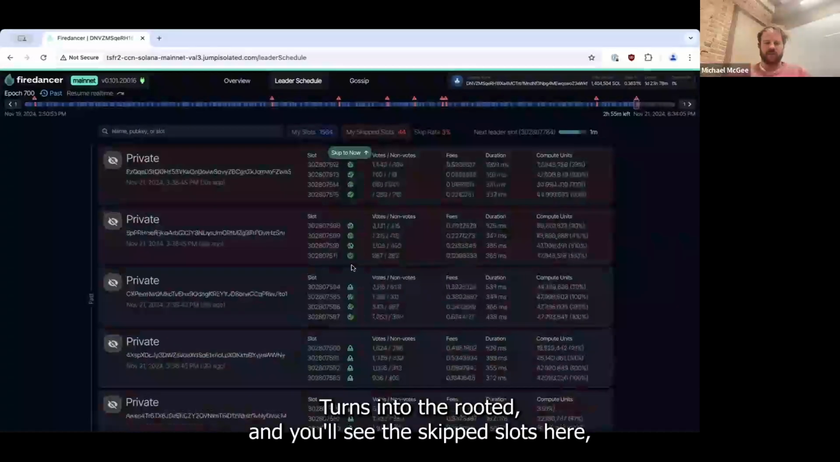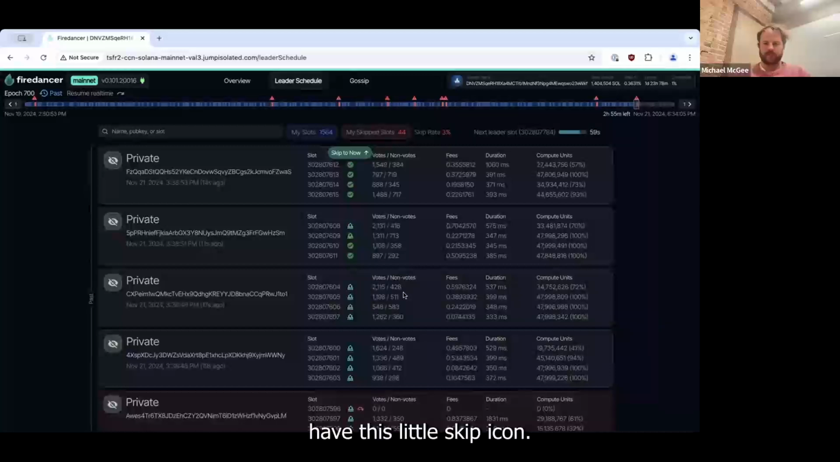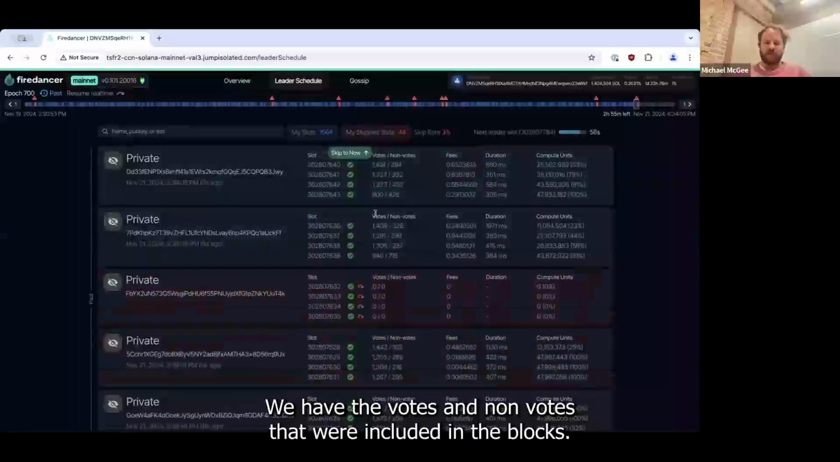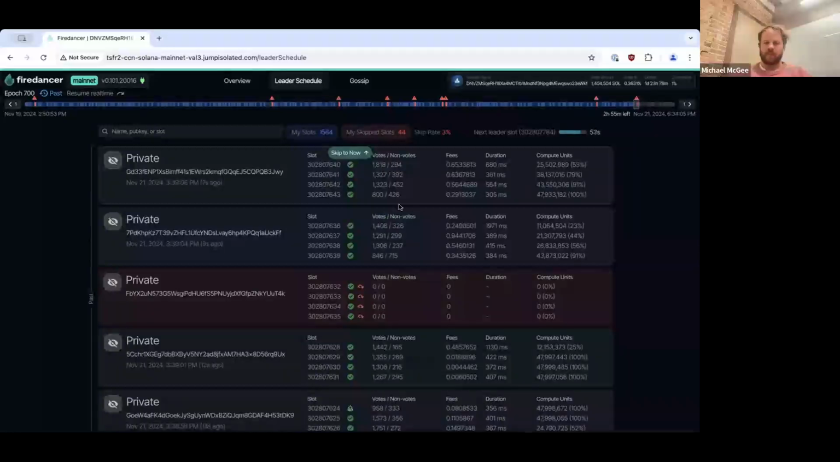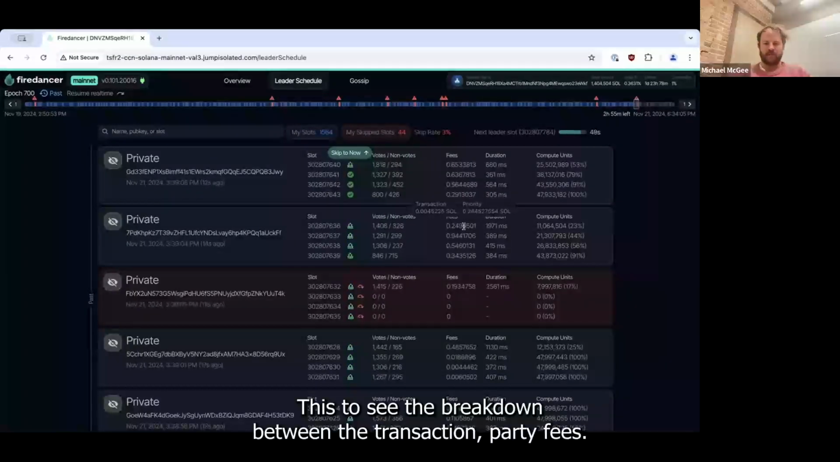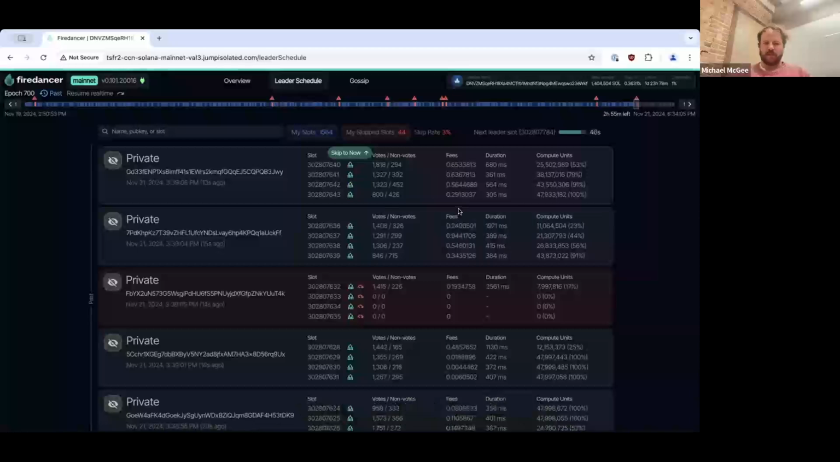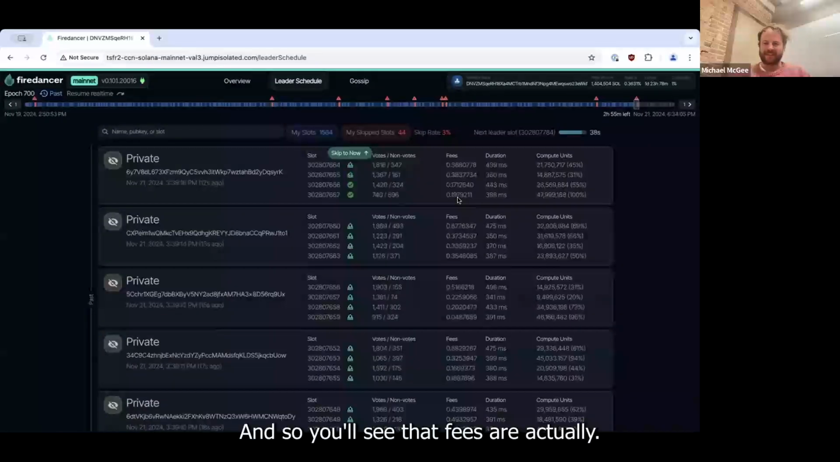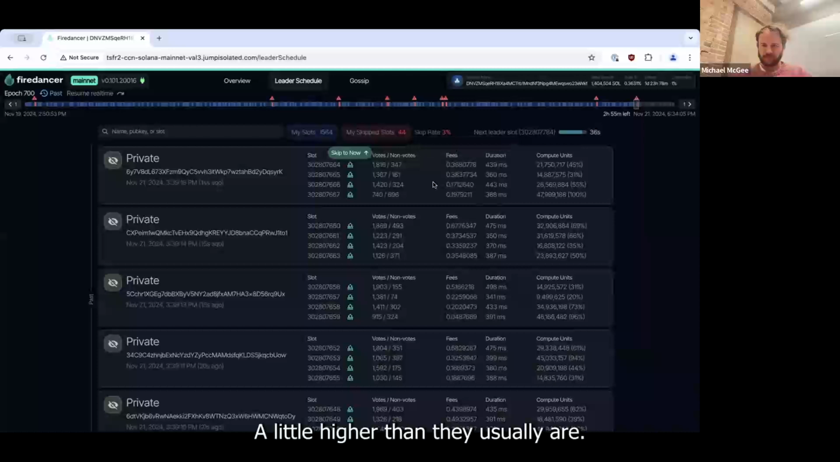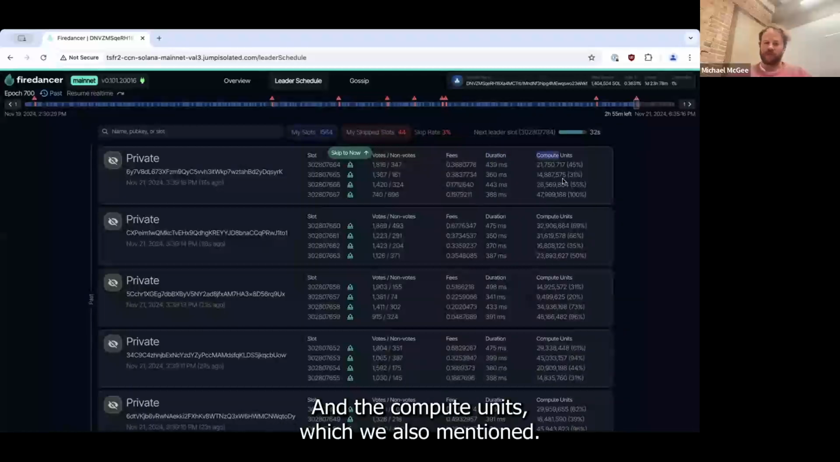You'll see the skip slots here have this little skip icon. We have the votes and non-votes that were included in the blocks. This is what the leader decided to put in there. How many fees they've earned. You can hover over this to see the breakdown between the transaction and priority fees. In general, right now the network is very busy. There's a lot of activity happening. And so you'll see that fees are actually a little higher than they usually are. The duration, which we talked about quite a bit, and the compute units, which we also mentioned earlier.